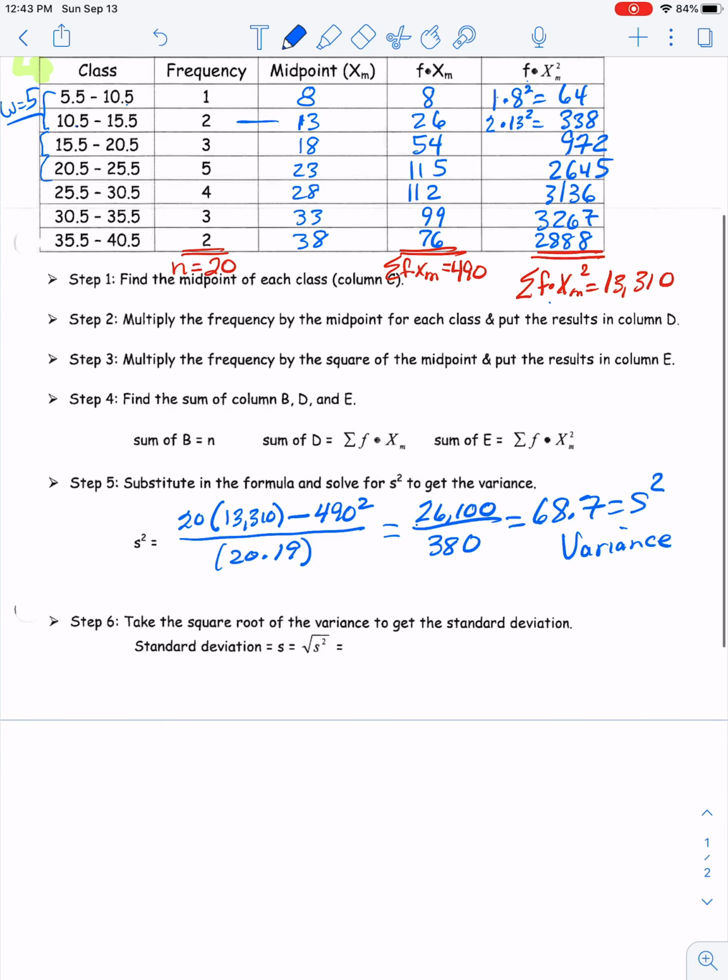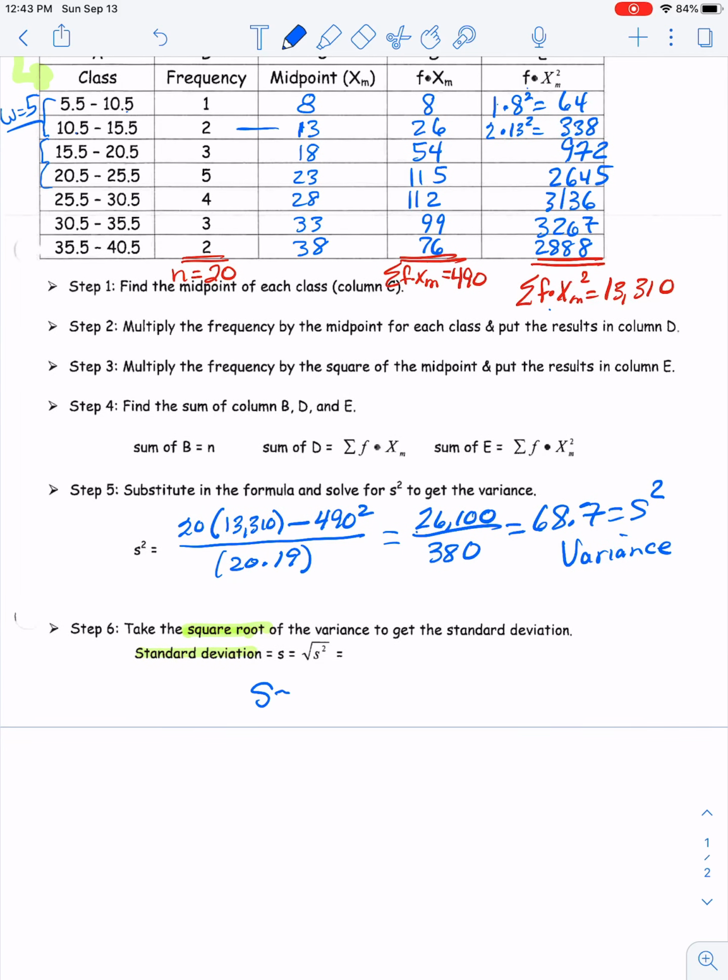Okay, and by now you're getting to be experts. In order to get the actual standard deviation value, remember to take the square root of the variance. So your s squared value is 68.7, and we're going to take the square root of that, and we land at 8.3. So standard deviation 8.3, and that's your final answer for this problem.